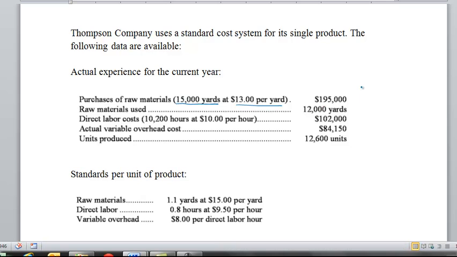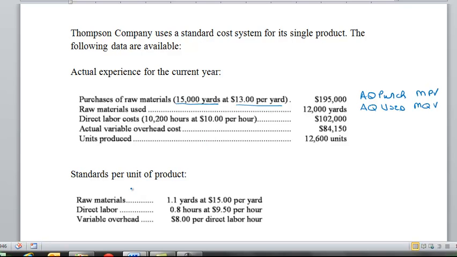So this is where our actual quantity purchased is not equal to our actual quantity used. And remember, actual quantity purchased is for the material price variance. Actual quantity used is for the material quantity variance. Direct labor cost 10,200 hours at $10 per hour. Total cost $102,000. Actual variable overhead cost $84,150, and we produced actual units of 12,600 units.